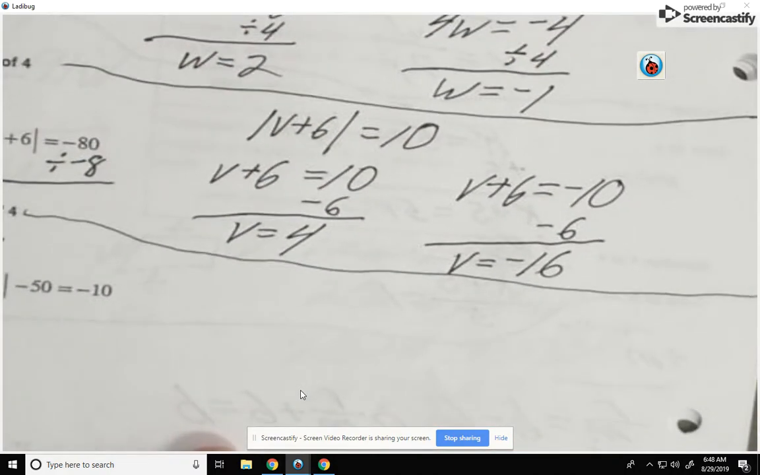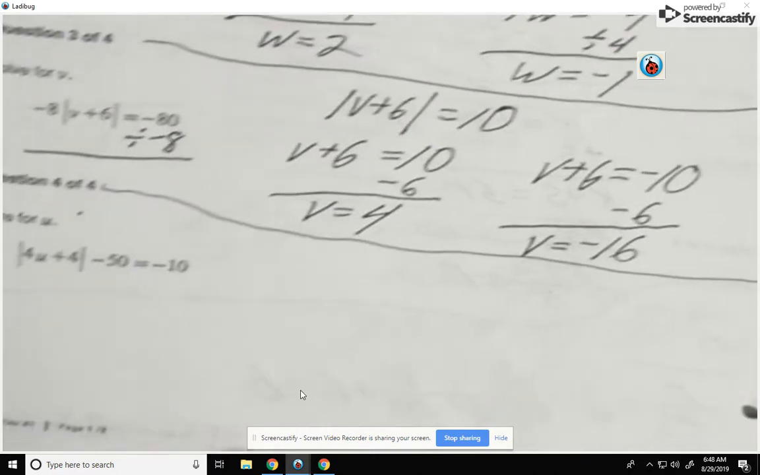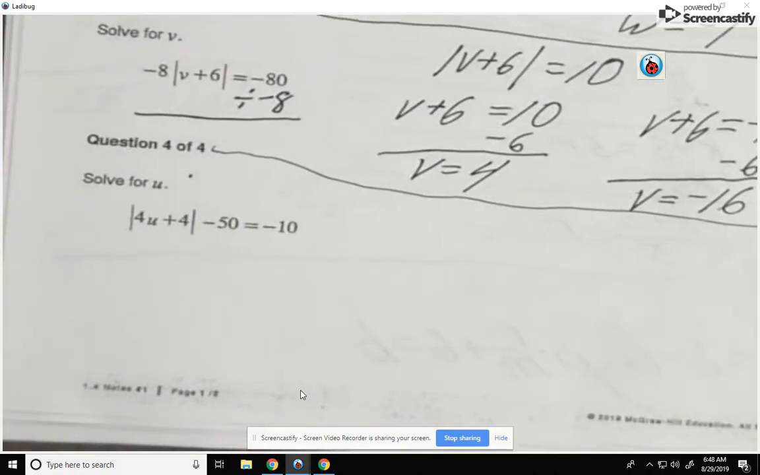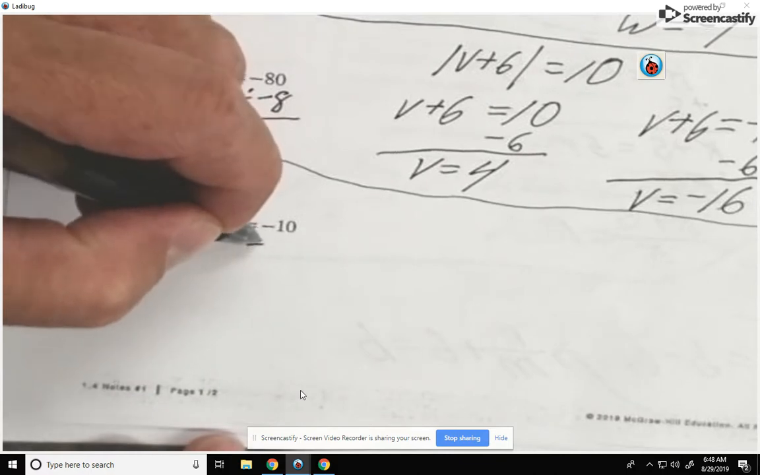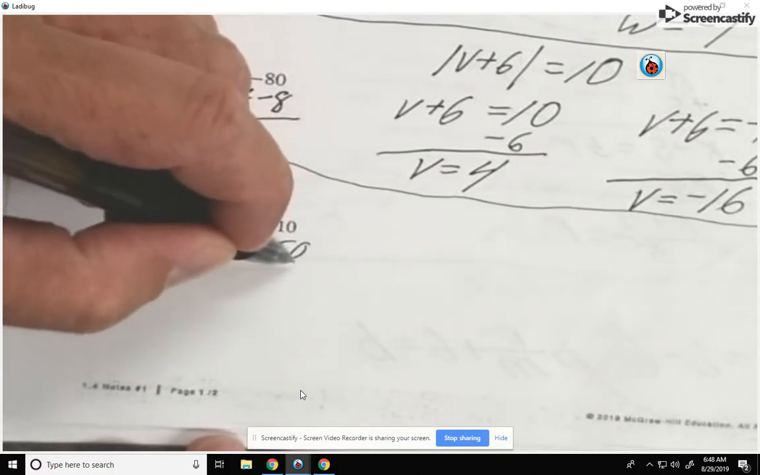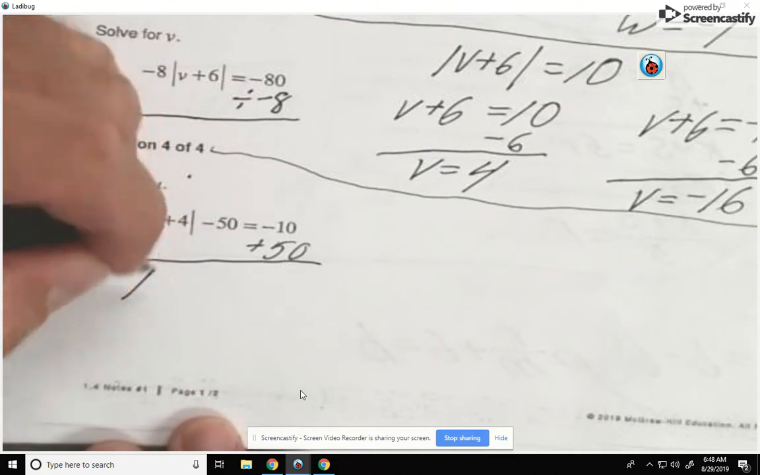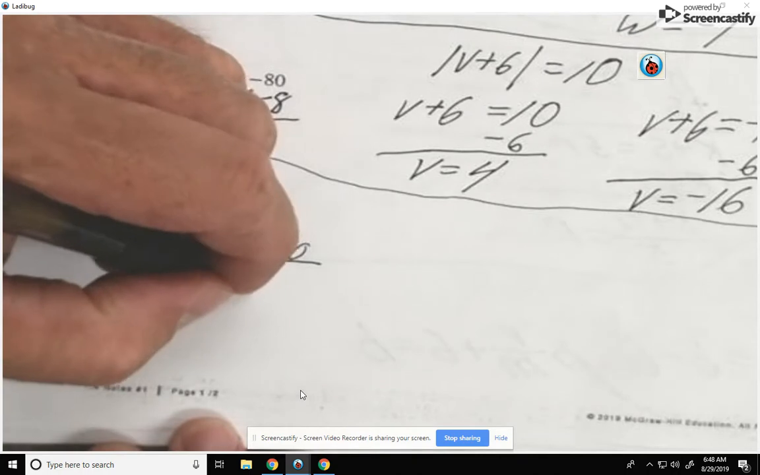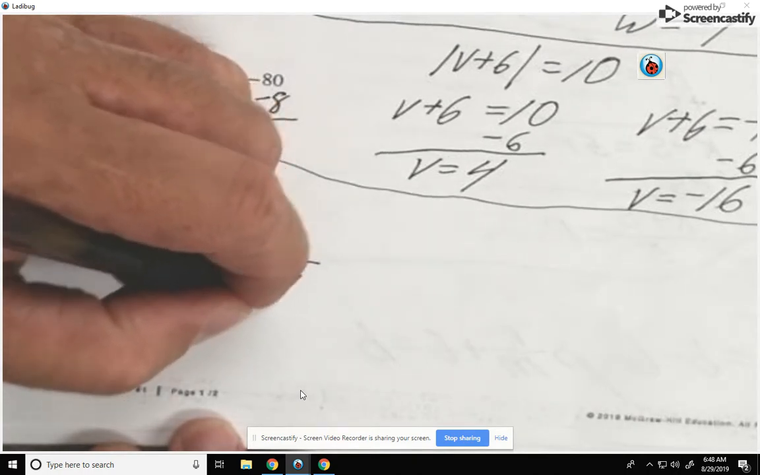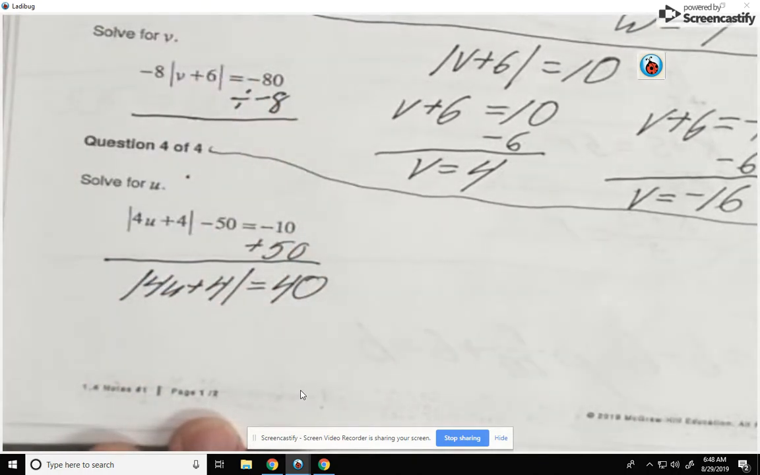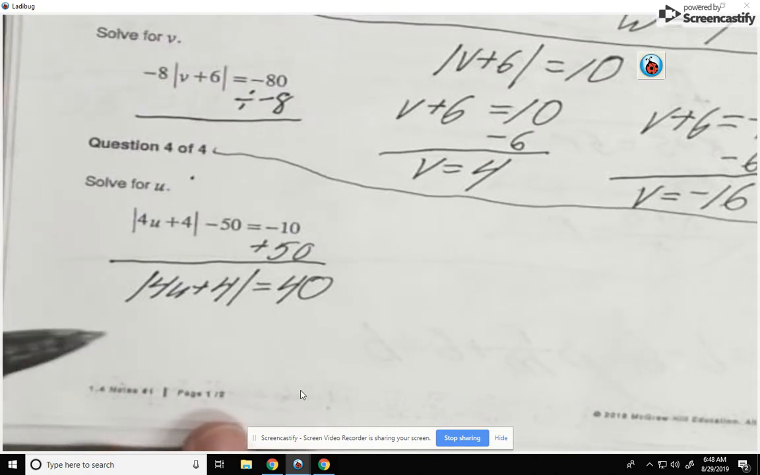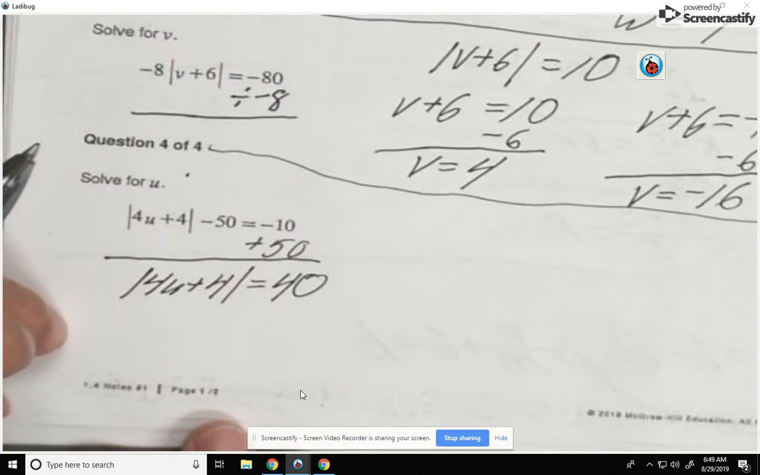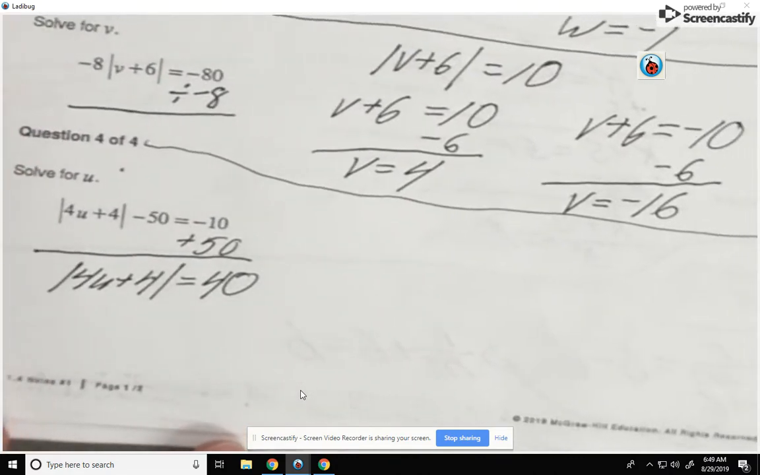Okay, question 4 is along the same lines. You have the absolute value of 4u plus 4, minus 50, equals a negative 10. So here, we start out by adding the 50 over to get the absolute value of 4u plus 4 equals a positive 40. Okay, and then from here, since there's nothing outside of our absolute value symbols, we can go ahead and split it.